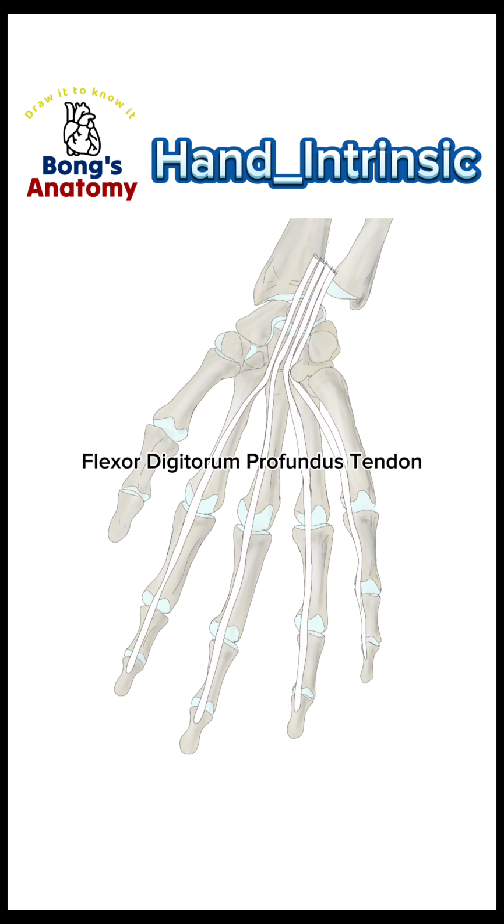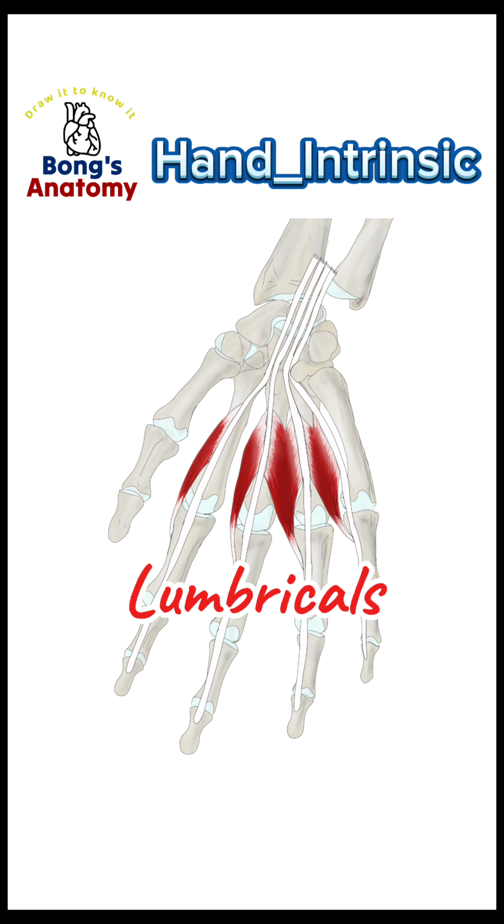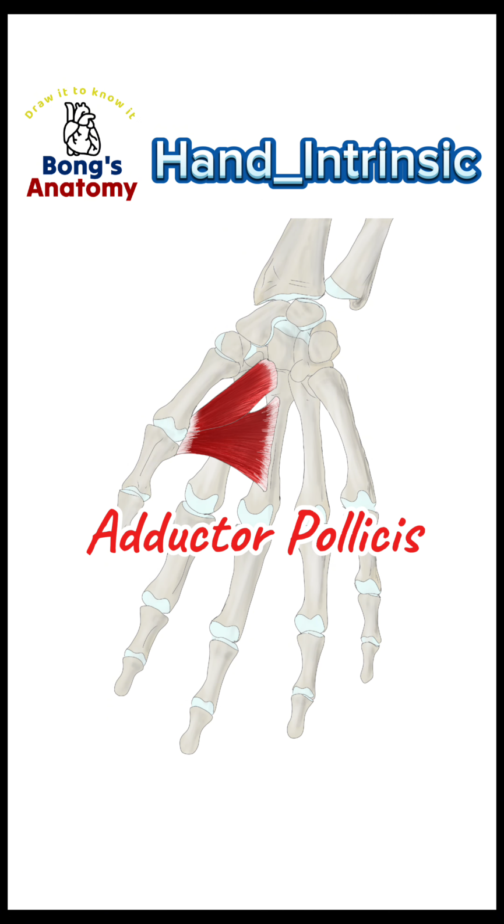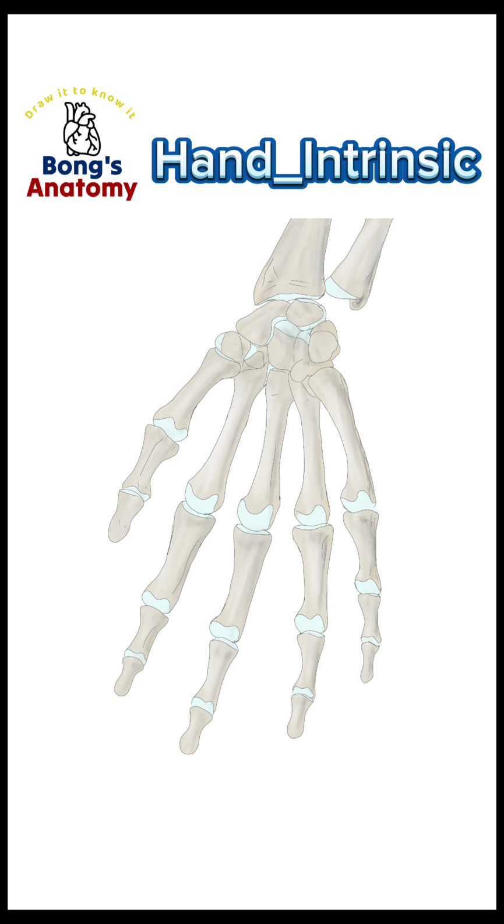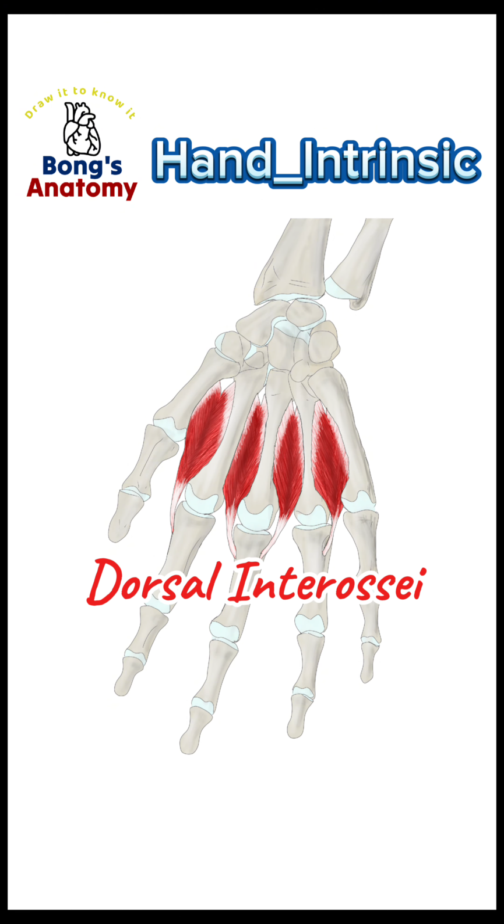If you look closely at the tendon of flexor digitorum profundus, you can find worm-like lumbricals. Deep to that, adductor pollicis can be found, which has transverse and oblique heads. In between the metacarpals, we can see the palmar interossei and the dorsal interossei.